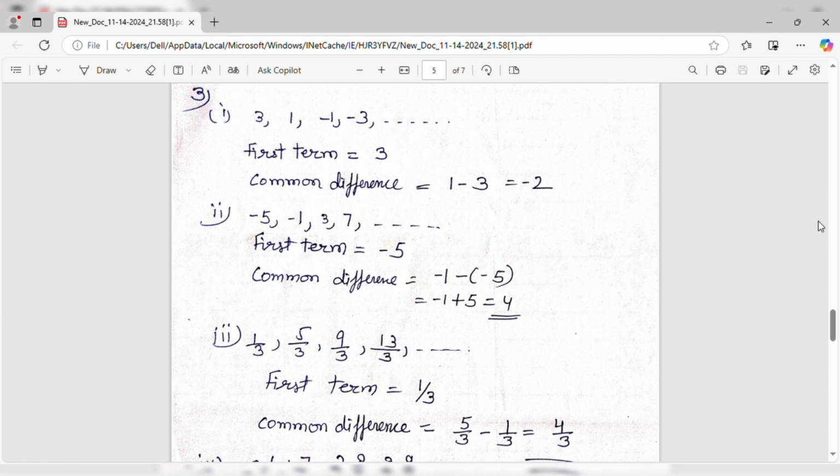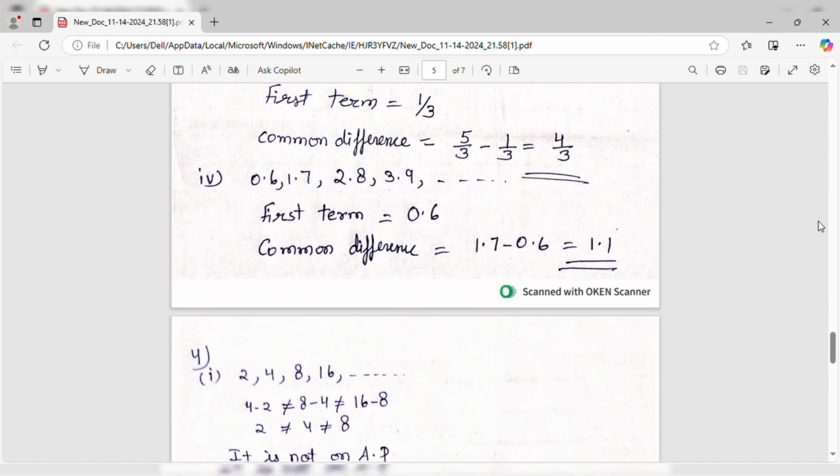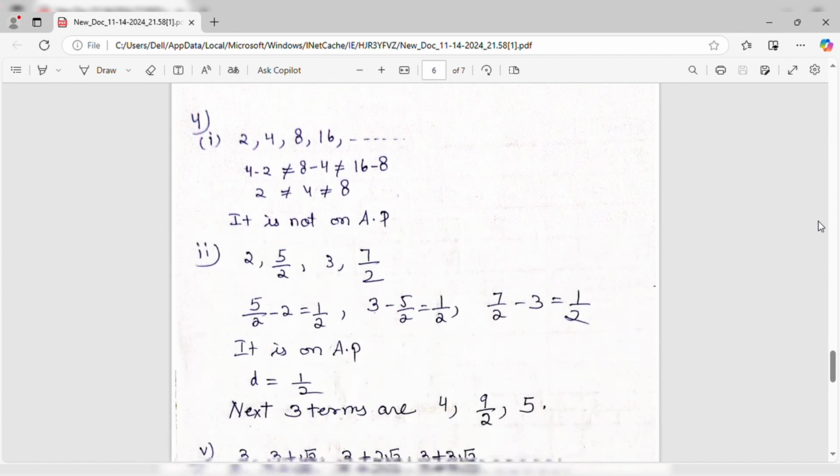So in the first part, A is 3 and D is -2. In the second part, A is -5 and D is 4. In the third part, A is 1 by 3 and D is 4 by 3. In the fourth part, A is 0.6 and D is 1.1.